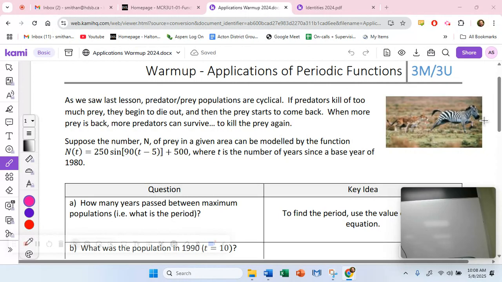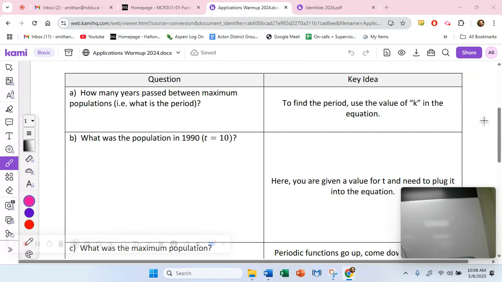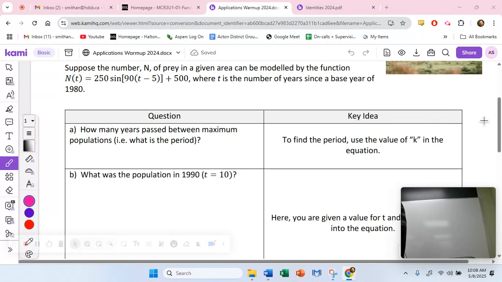So what you guys can do to start, and I should say too that on this document, for each type of question I expect you guys to be able to do, I've actually got a key idea on how to do it. So that's just the kind of guy I am. But you guys can start with A, maybe while I do my attendance.